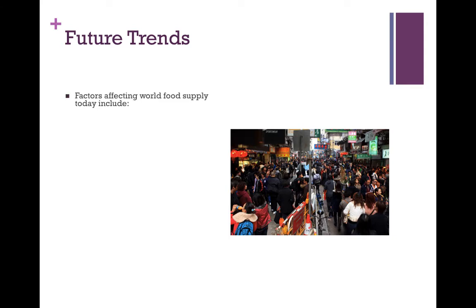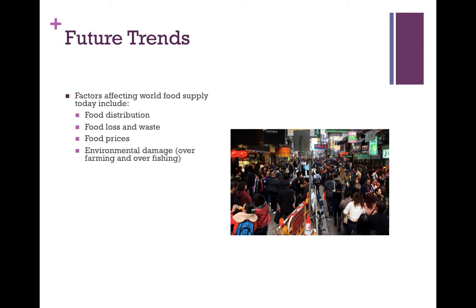Factors affecting world food supply today include food distribution, food loss and waste, food prices, and environmental damage, that is overfarming and overfishing. Also natural disasters such as droughts. The population now has an exponential growth rate.